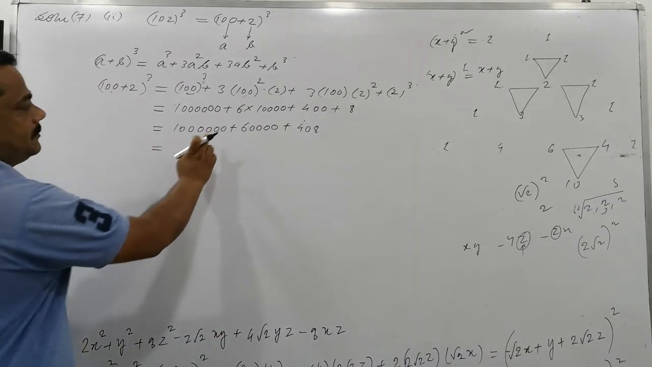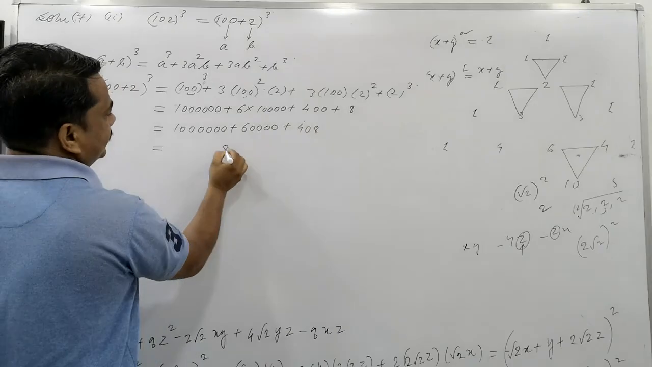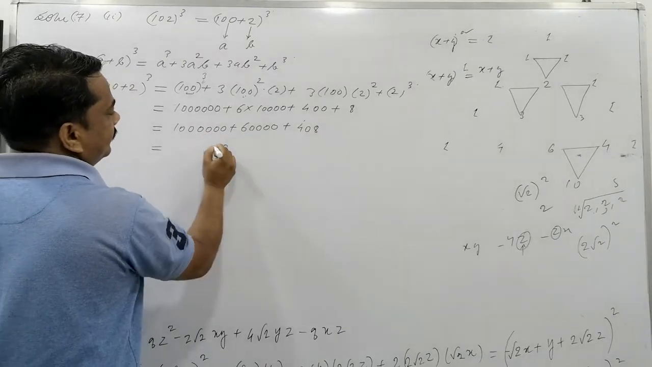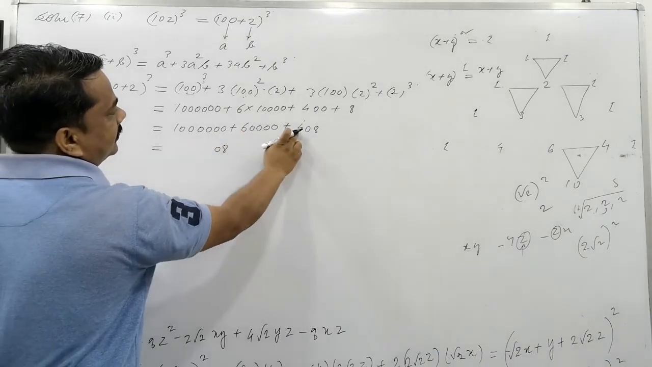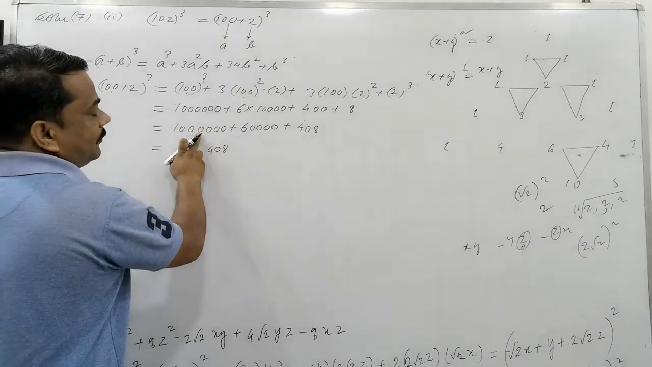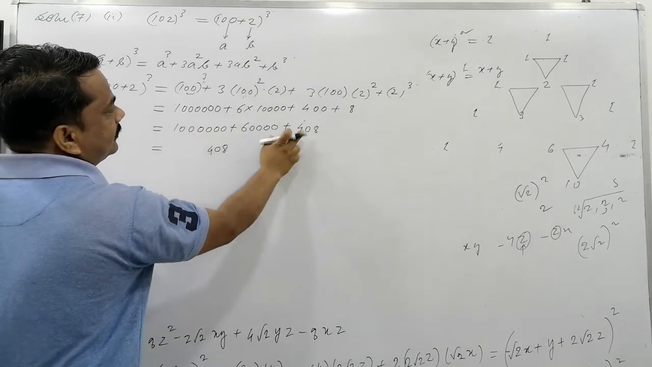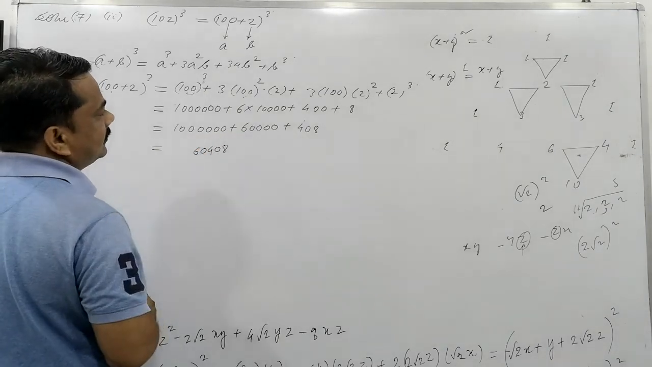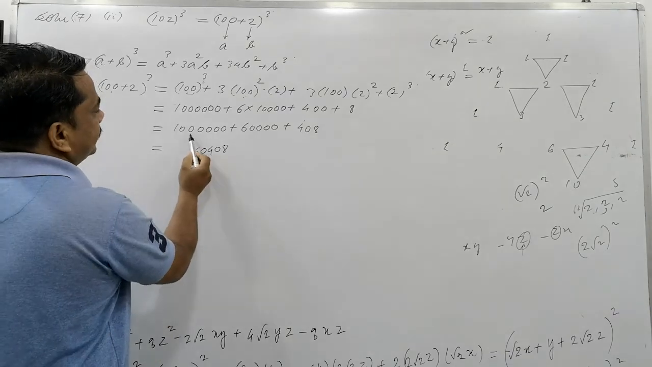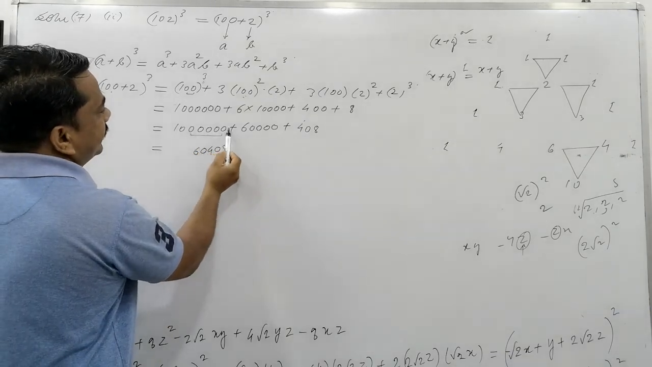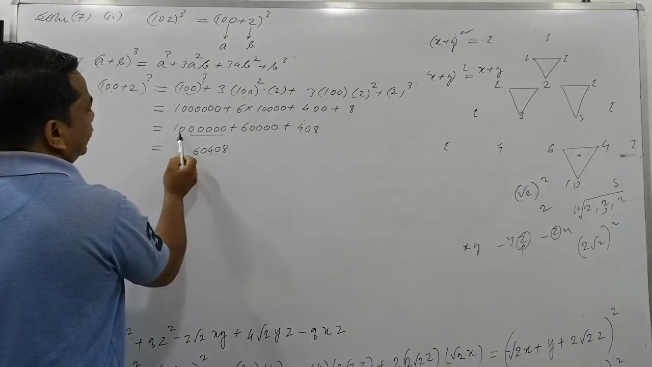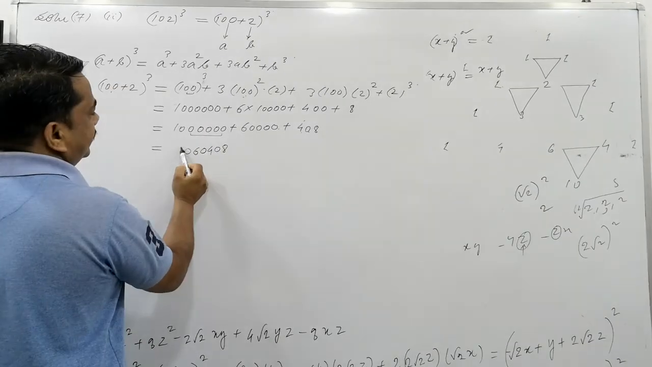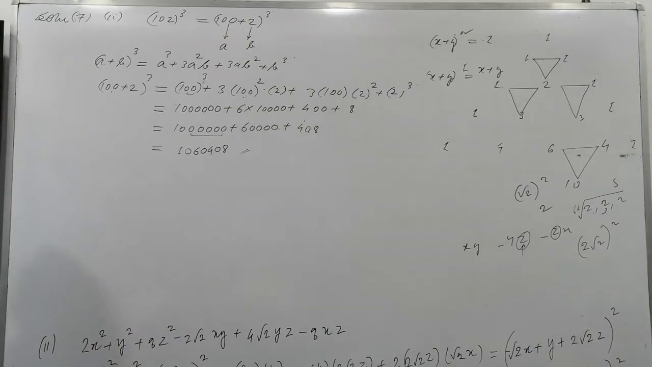Can you add them? The ones place is 0, the ones place 0, the ones place 8. The tens place 0, 0 and 0. The hundreds place 0, 0 and 4. Clear? The thousands place 0, 0, nothing. The fifth place 0, and the sixth place is 6. Is that clear now? Sometimes it is difficult for the student to add them in this manner, so write them one below the other.